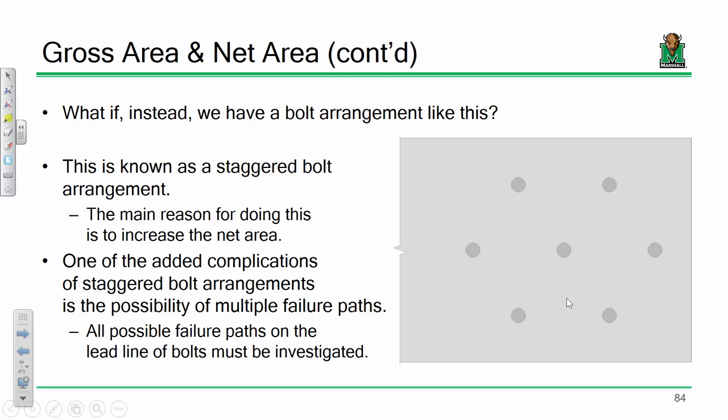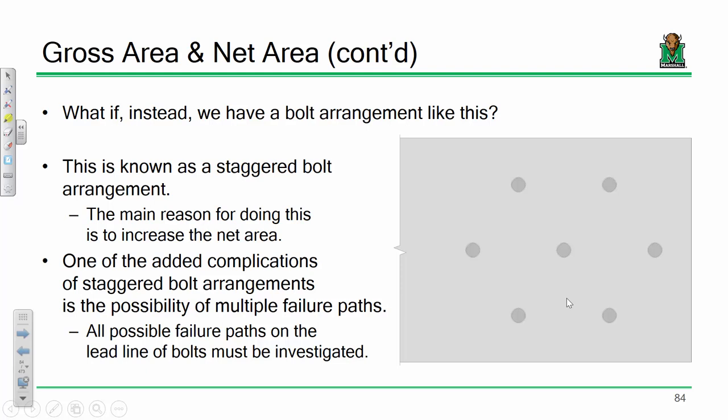Well, there's a very good reason for it. The biggest reason is to increase your net area. Why would an engineer want to increase the net area? If you increase the net area, you increase the section's capacity according to fracture. So if you have a member and you've designed it and then you do the math and you find it doesn't have enough capacity, you could make the member beefier, which would add steel weight to the project and ultimately cost more money, or you could stagger the bolt arrangement and increase your net area so you could use the same member and just drill your holes differently. So basically increasing the strength for no cost. That's why you would do it.